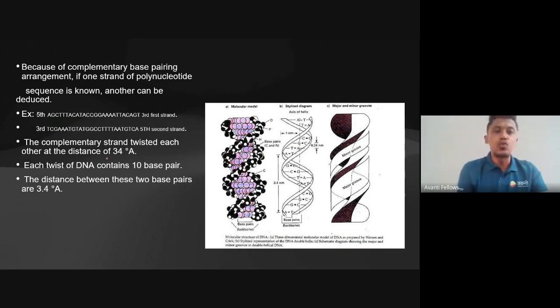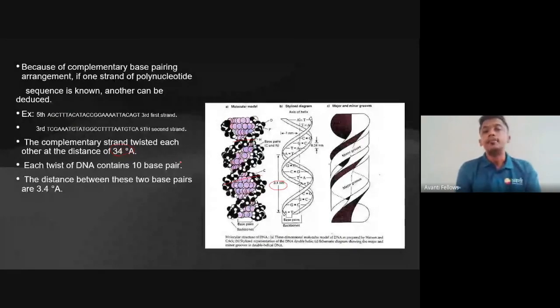And the next one: the complementary DNA strands are twisted together like this, right? This is one turn, and this is the second turn. So from one turn to the other turn, this distance is around 34 angstroms or 3.4 nanometers in length. What is the distance between each turn? Each turn is around 34 angstroms or 3.4 nanometers in length.